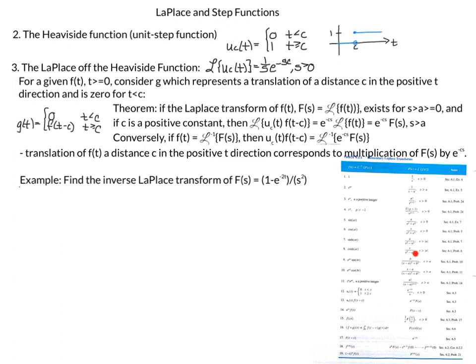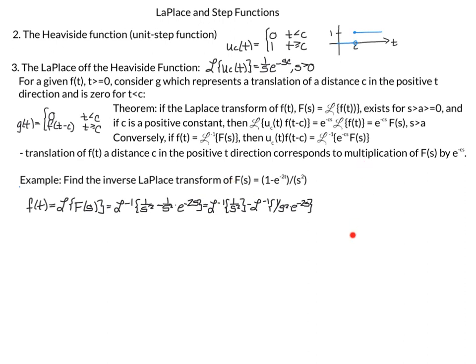Well, you could say a is equal to 0, but then you don't have something plus something else on top. But that's easy to take care of. Break it up into two fractions. So what I want is the inverse Laplace transform of 1 over s squared minus 1 over s squared times e to the minus 2s. By linearity, that's the inverse Laplace transform of 1 over s squared minus the inverse Laplace transform of 1 over s squared times e to the minus 2s.